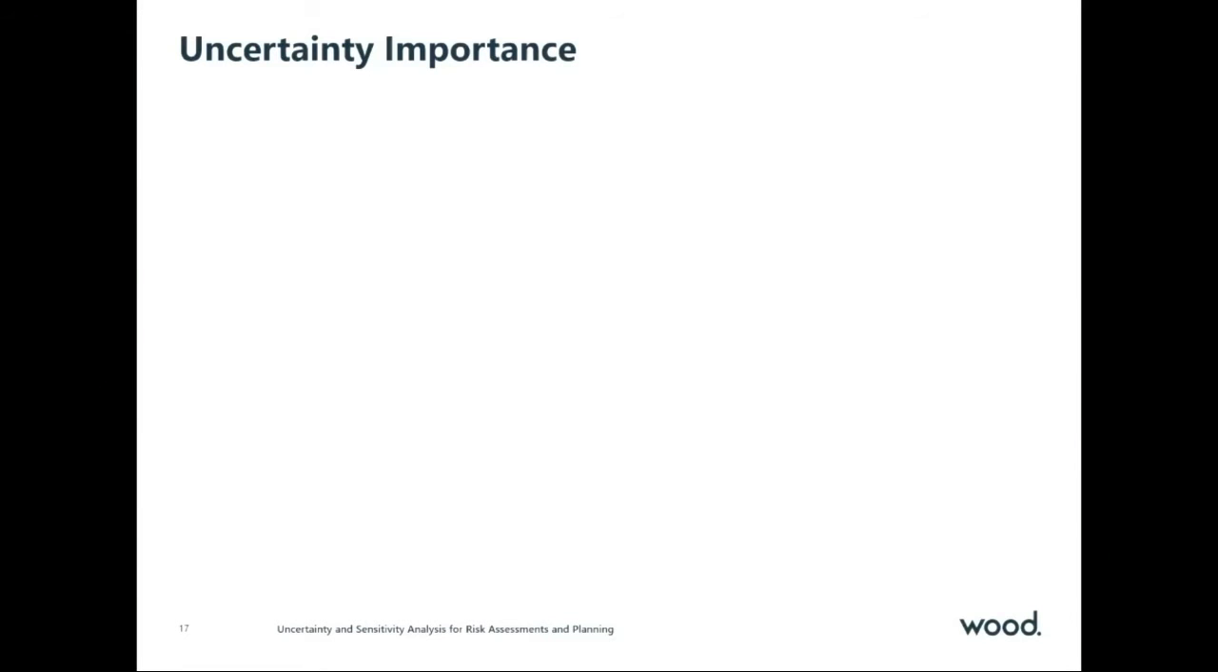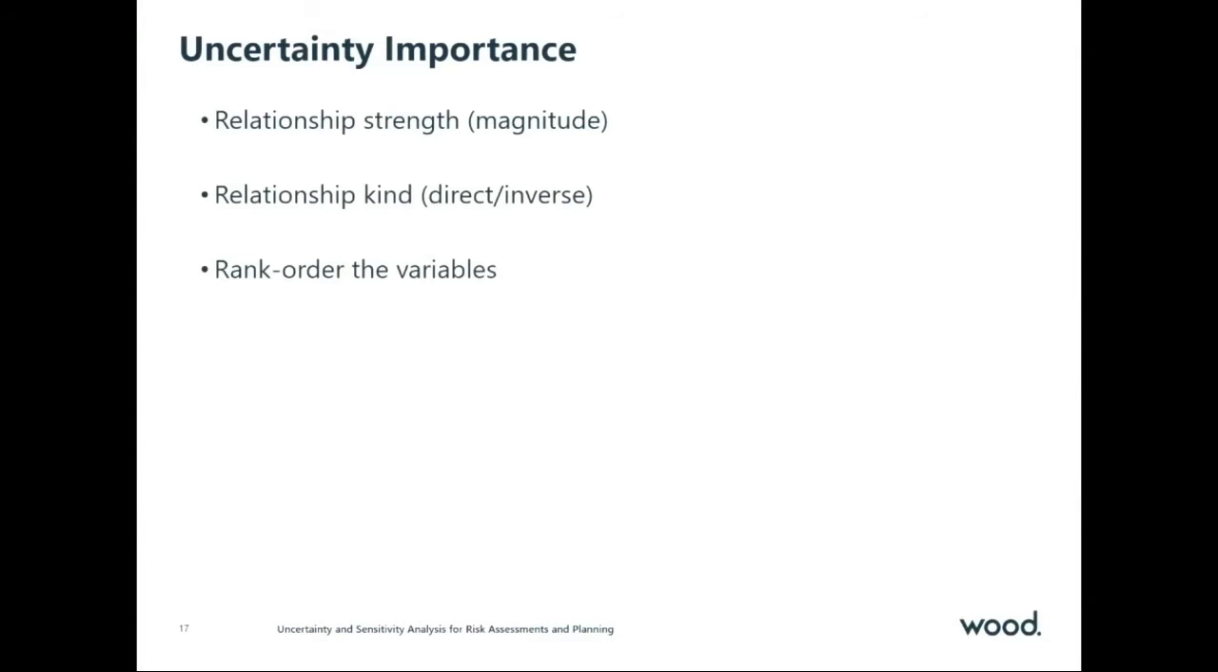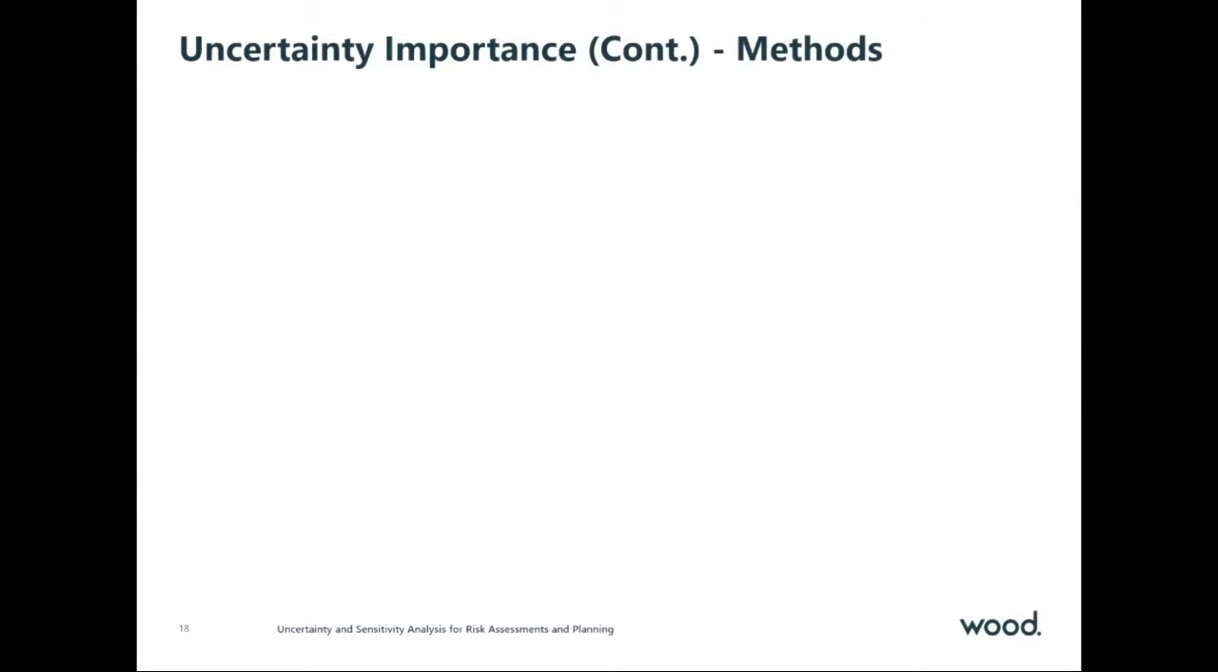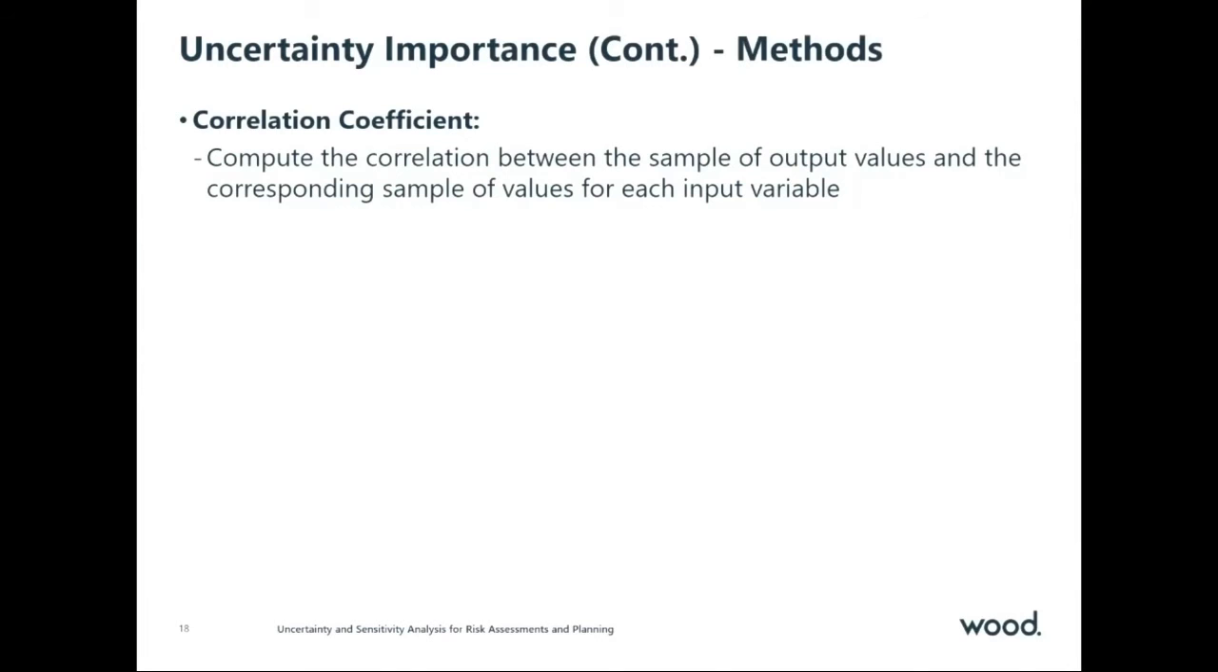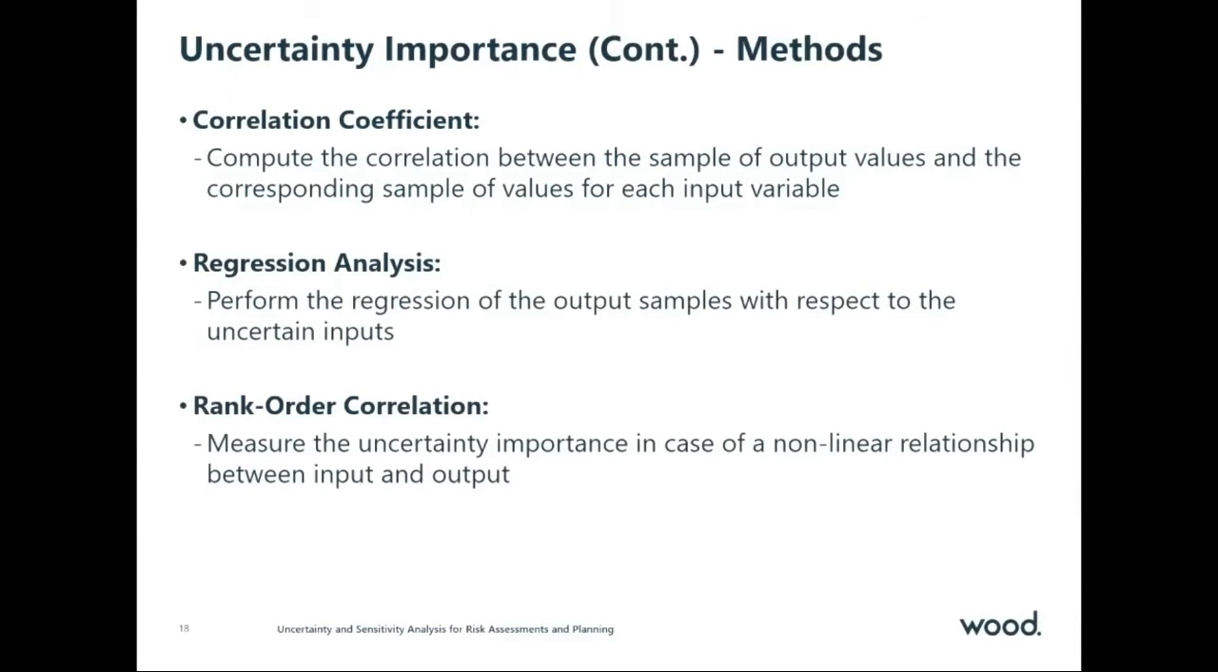Another thing we can do is uncertainty importance, which measures the relationship strength and the kind and the rank order of the variables. So I can know how strong the input values are to the output and what kind of relationship there is between the input and the output, and at the same time, ranking all of the variables according to their importance. So the uncertainty importance method can use several statistical methods, and you can use SAS, MATLAB, any statistical software. It can measure the correlation coefficient, which computes the relationship between the sample output and the corresponding sample values of every input variable, or can use regression analysis, or you can use rank order correlation, which measures the nonlinear relationship between the input and the output.